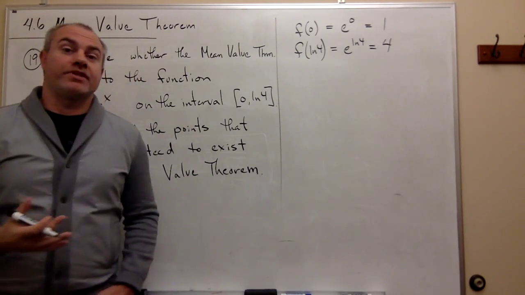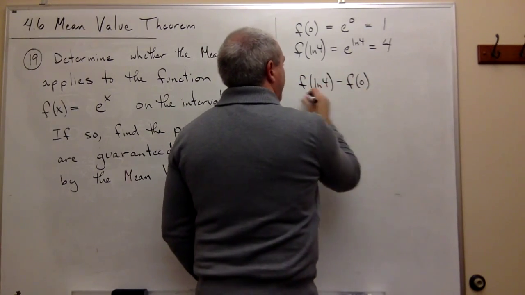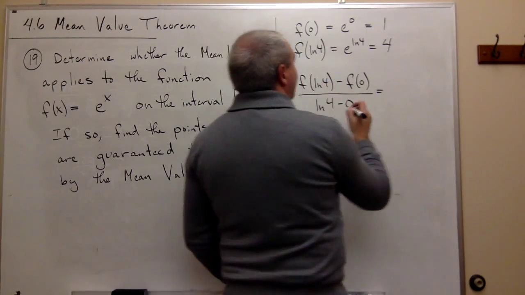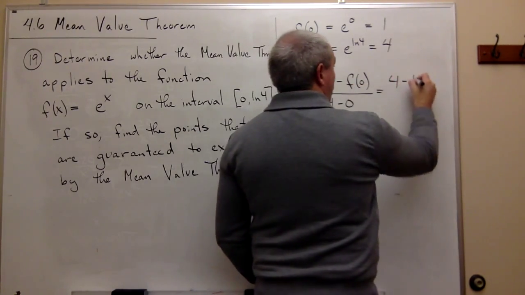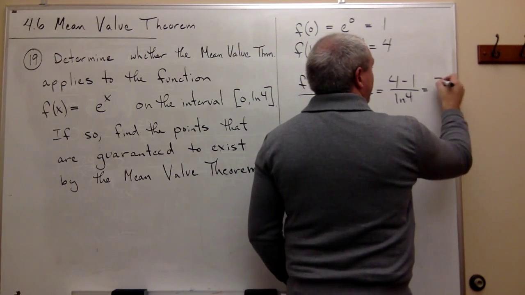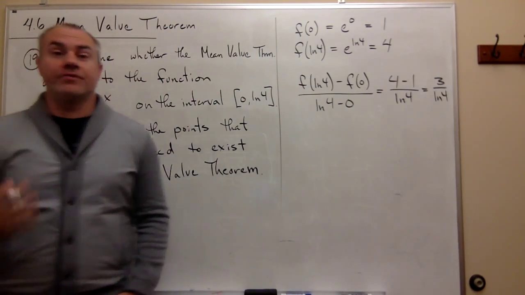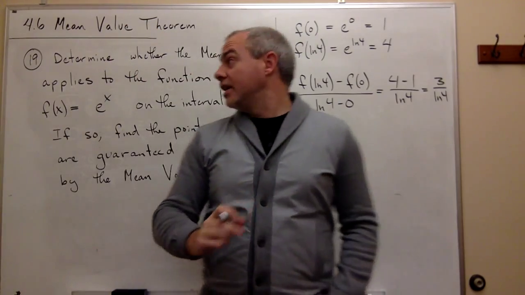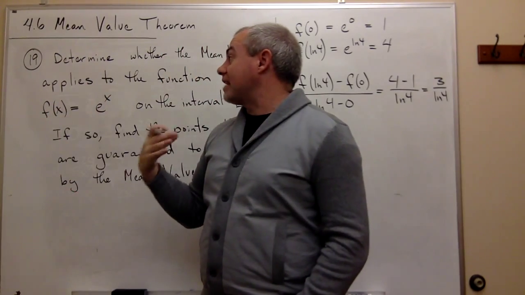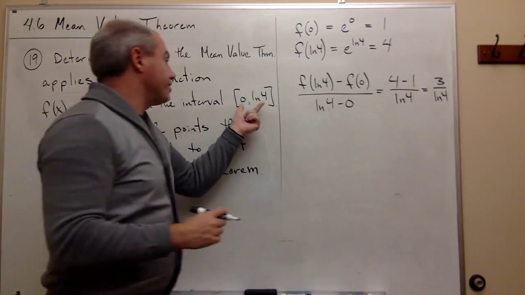So if I'm trying to find the slope of the secant line, then that's going to be f of ln of 4 minus f of 0 divided by ln of 4 minus 0. Well, f of ln of 4 we figured out was 4. f of 0 we figured out was 1. So it's 4 minus 1 over ln of 4 minus 0, which is just ln of 4. In other words, it's 3 over ln of 4. Okay, so that is the slope of the secant line. And what the mean value theorem tells me is that then somewhere the slope of this function is 3 over ln of 4, somewhere in between 0 and ln of 4.